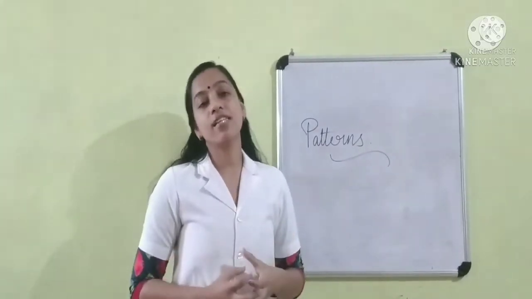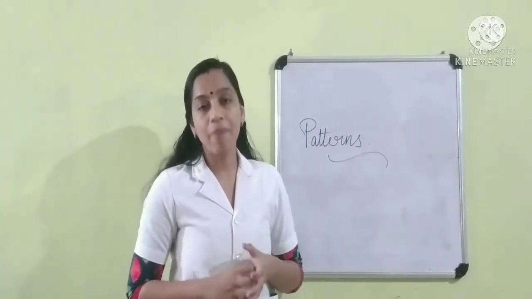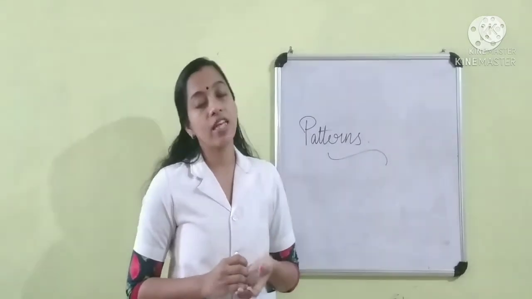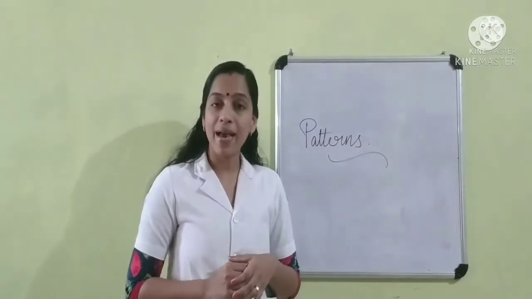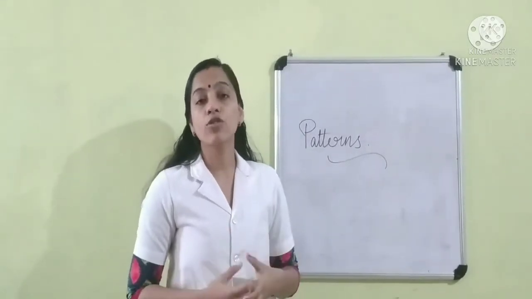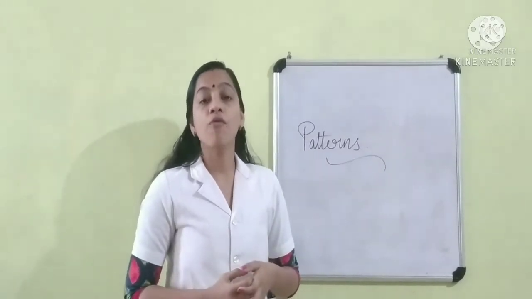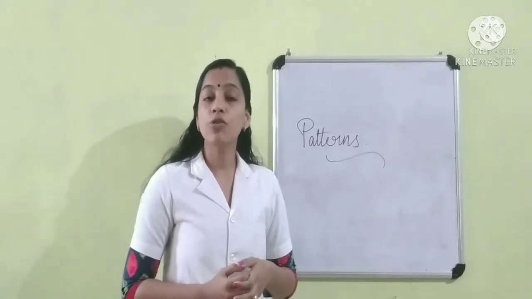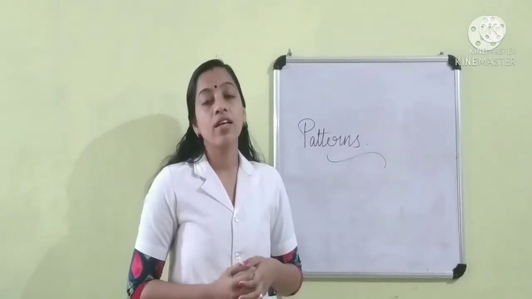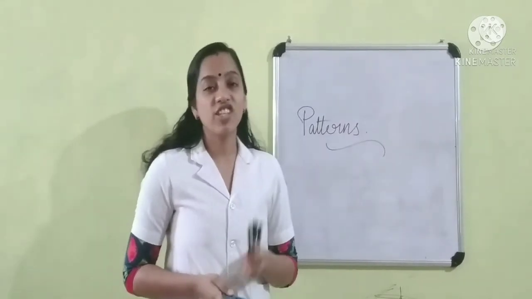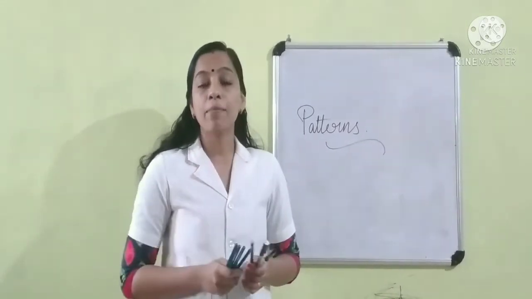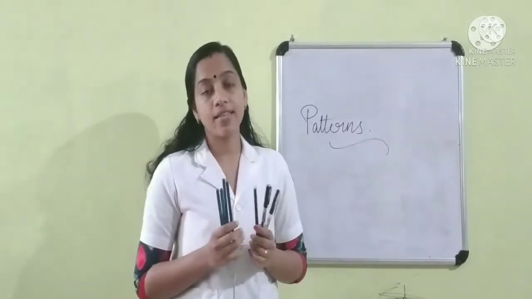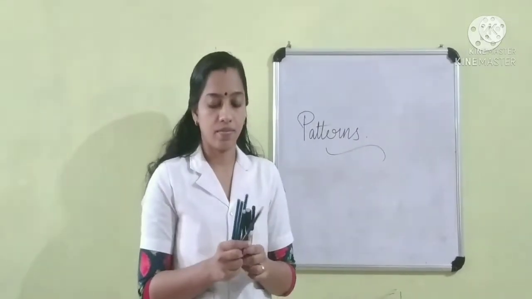Children, so far we discussed the concept of pattern and different patterns in our surroundings. Next, let us learn how to make a pattern or how to complete a pattern. First, let us learn how to make a pattern with objects. See children, I have some pens and pencils. I am going to arrange these things in an order.